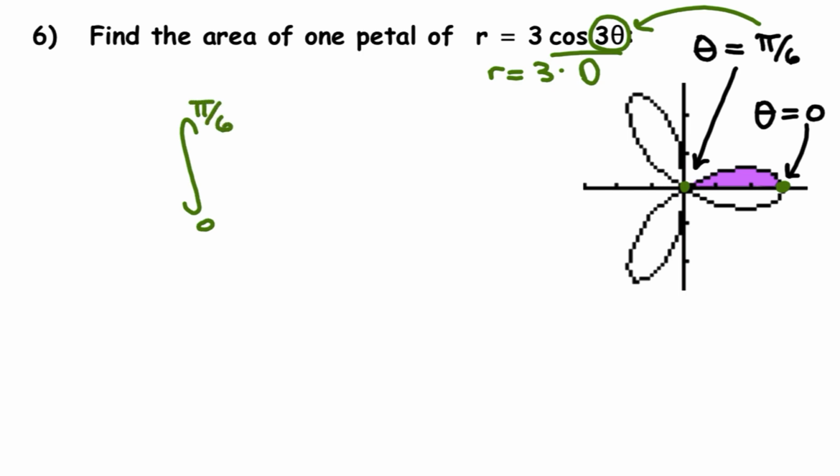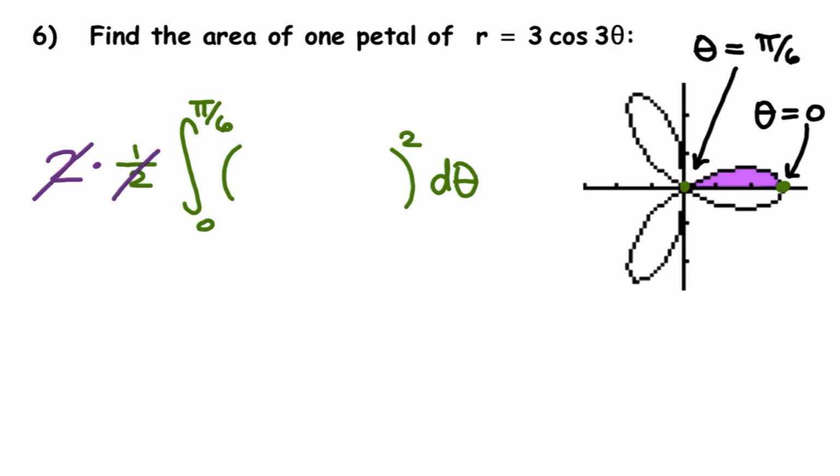Now again, normally the formula for polar area is 1/2 integral of radius squared d theta. However, I need to double my answer because I only colored in half of a petal, so I have to multiply by 2, which just sort of conveniently is going to cancel the 1/2 out. Okay, again, this is radius squared, so we're going to dump the radius in here.